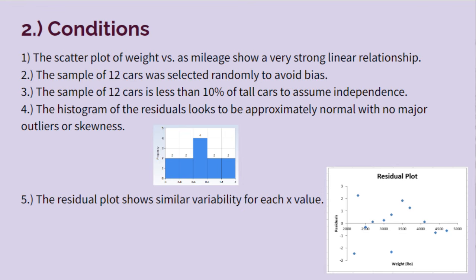Finally, the residual plot needs to show similar variability for each x value. So here, if we actually look at that residual plot, what we notice is that there's big and small residuals throughout. It's not like there's all small in the beginning, all big at the end, or vice versa. It's a nice mix of residuals spread throughout. That's a good residual plot showing no pattern, and that is exactly what we want for that fifth and final condition. All right, now for the formula.